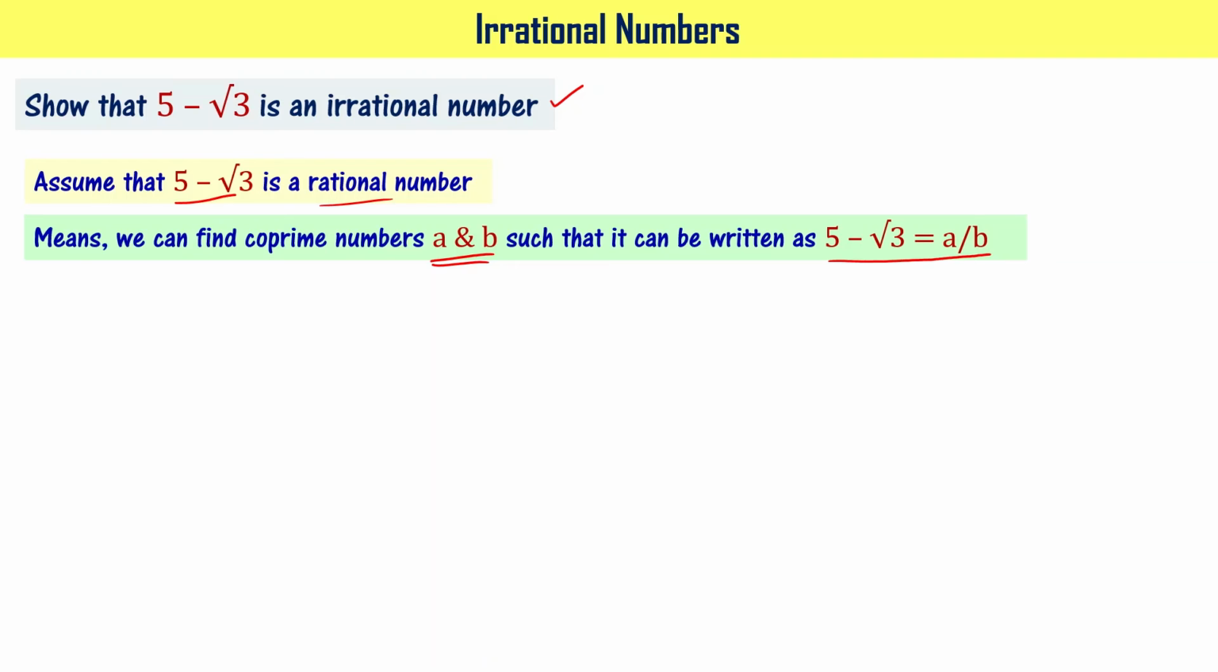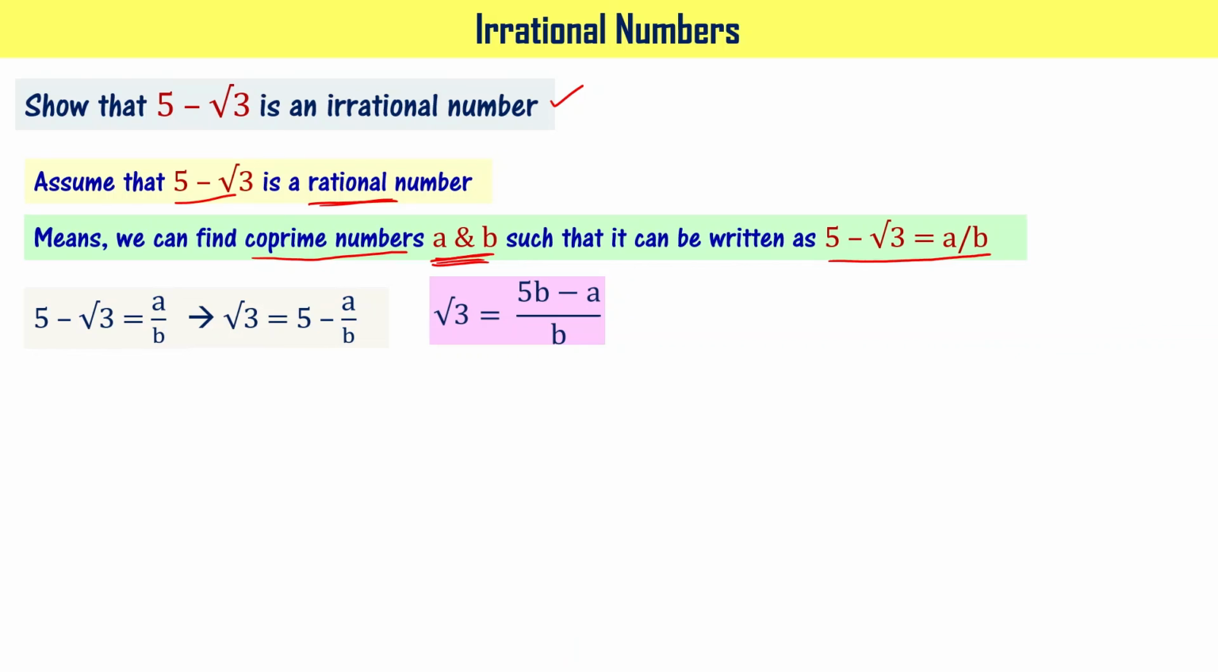Now, since I have assumed 5 minus root 3 as a rational number, I can write it as a ratio of two integers, which are co-prime numbers in this particular case, a by b. So 5 minus root 3 equal to a by b. That can be rearranged and written as root 3 equal to 5 minus a by b, right? This can be rearranged further and written as root 3 equal to 5 times b minus a divided by b, right?